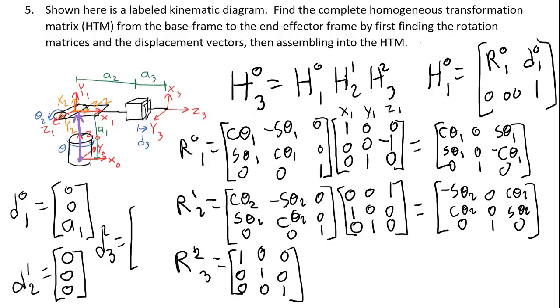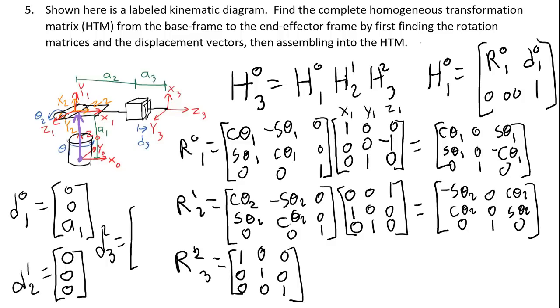Finding D23 is possibly the most difficult part of this problem. The reason is because it looks as though the distance from the center of frame 2 to the center of frame 3 will only be in the Z2 direction right now, and that as theta 2 turns, the center of frame 3 is going to move in the X2 Z2 plane. But that actually is not true.